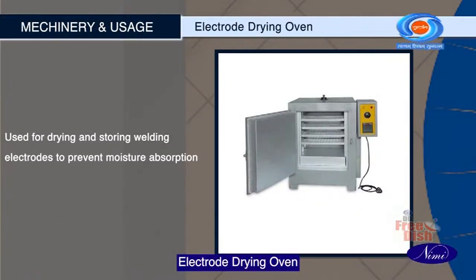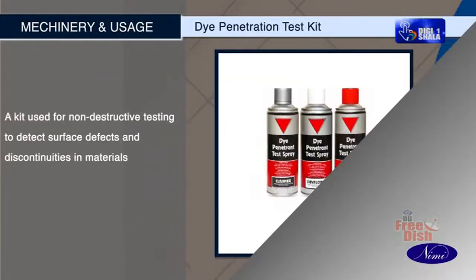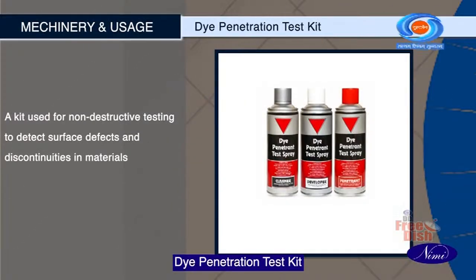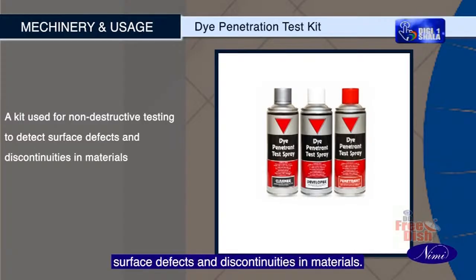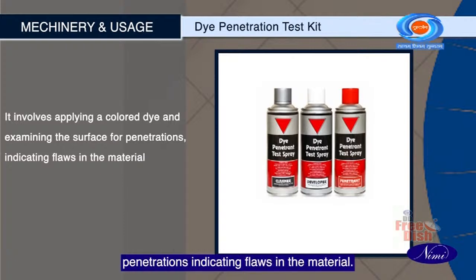Electrode drying oven, used for drying and storing welding electrodes to prevent moisture absorption, ensuring the quality of the welding process. Die penetration test kit, a kit used for non-destructive testing to detect surface defects and discontinuities in materials. It involves applying a colored dye and examining the surface for penetrations indicating flaws in the material.